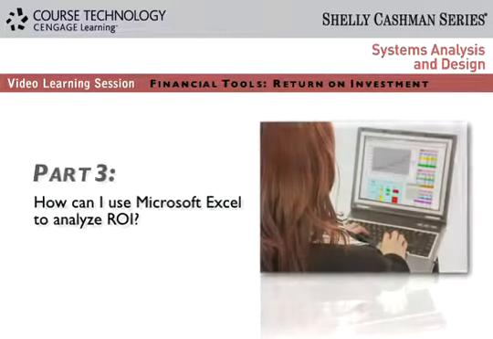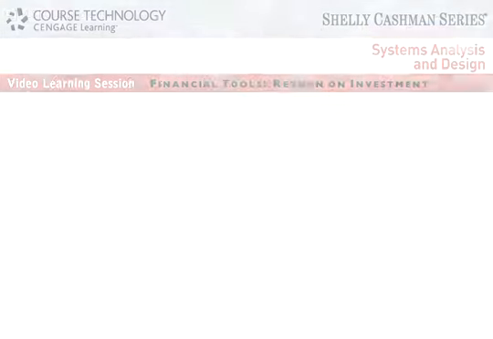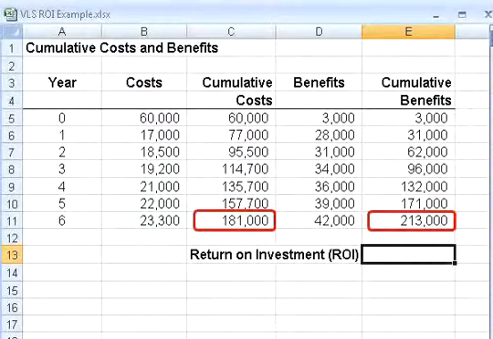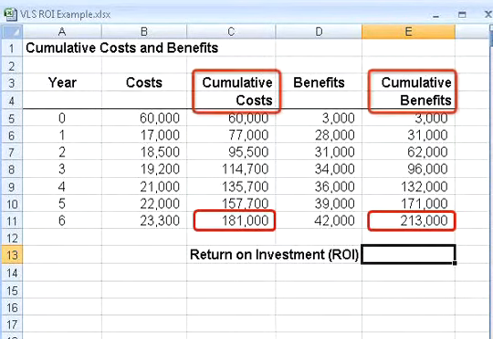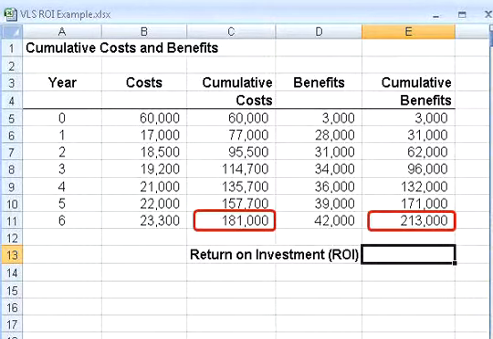In Part 3, you'll learn how a spreadsheet such as Microsoft Excel can help you analyze ROI. A spreadsheet makes it easy to calculate ROI. We've already entered the estimated costs and benefits for each year and added columns for cumulative costs and benefits with the totals highlighted in red. The spreadsheet shows that over a 6-year period, we will invest $181,000 in order to receive a return of $213,000.